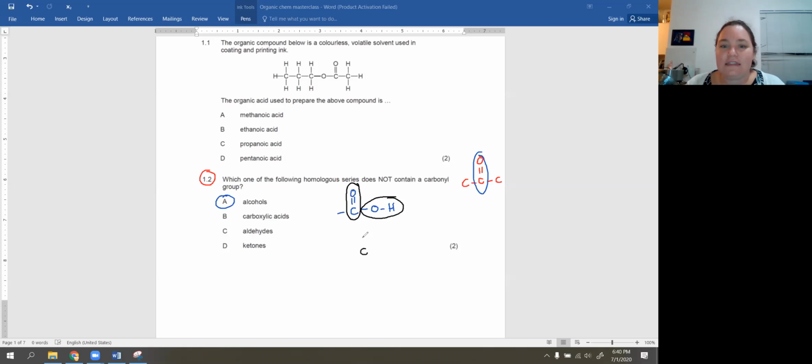Our aldehyde is C double bond O straight on to H. So there's the carbonyl portion of it. And our ketone is C double bond O between two other carbons, each of which have three bonds.